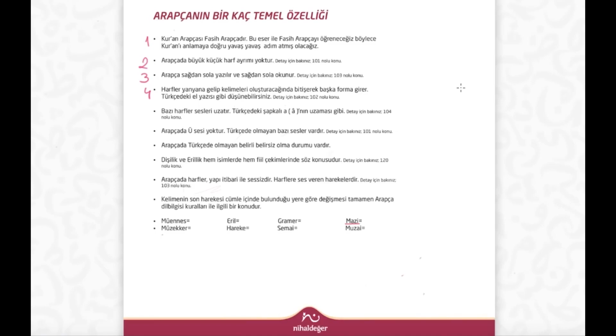That's what we mean. There are only letters that do not connect, like Alif, Dal, Zay, Ra, Zay, and Wa. These do not connect with the ones following them. There is such a difference.